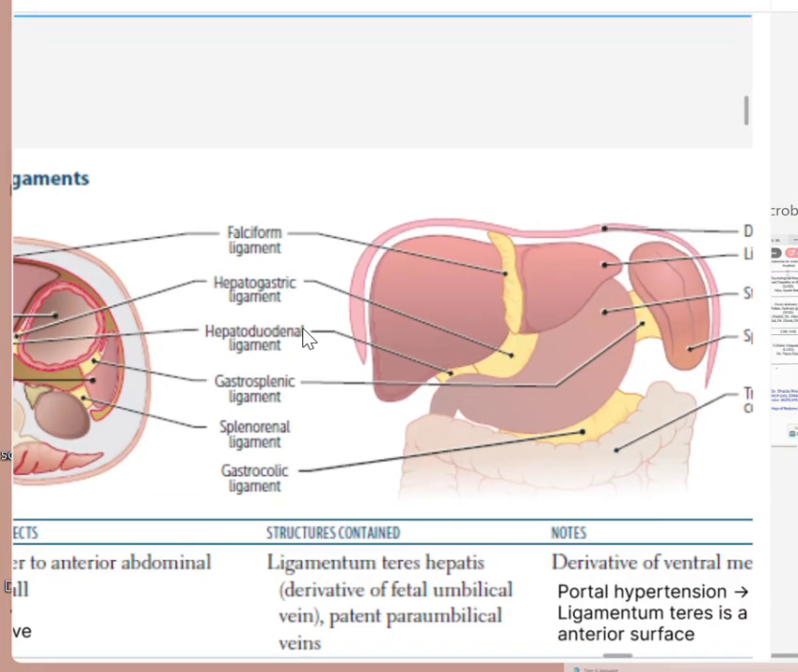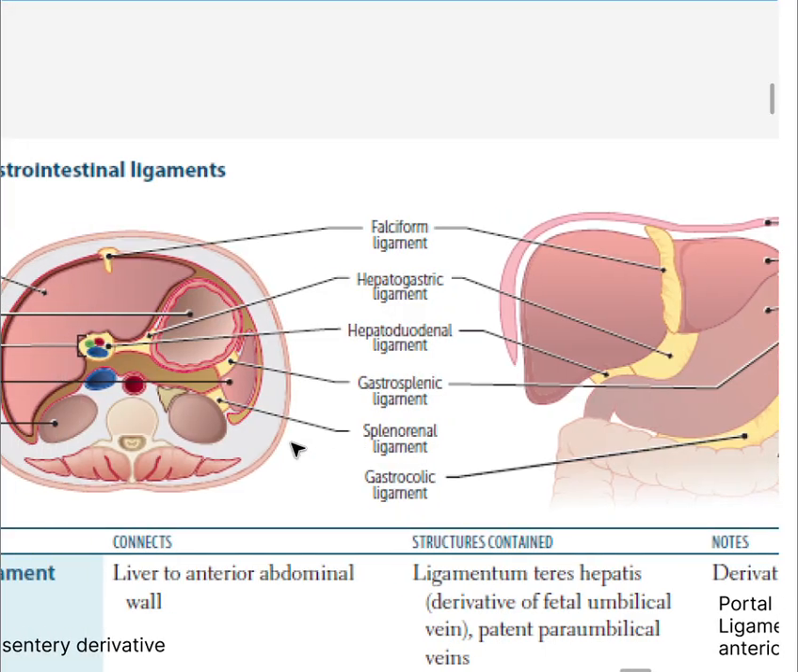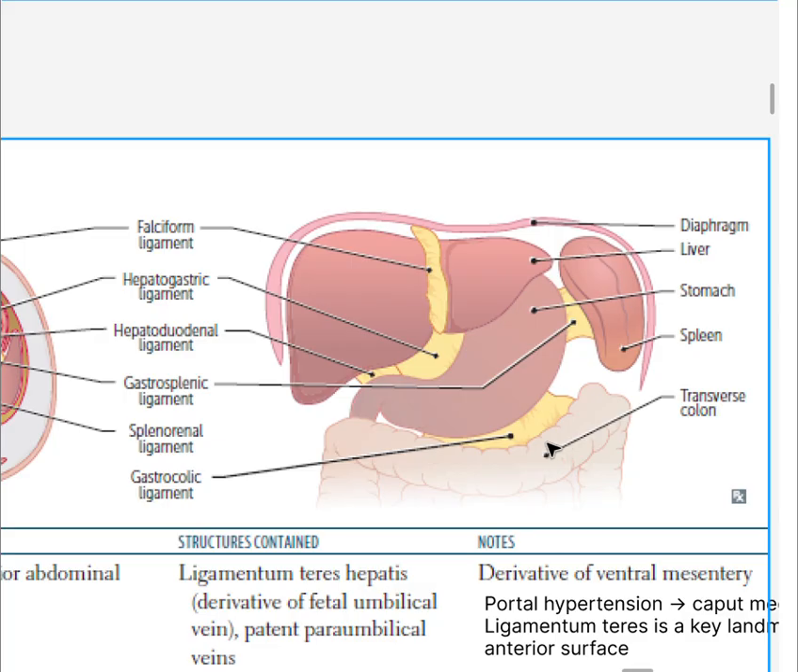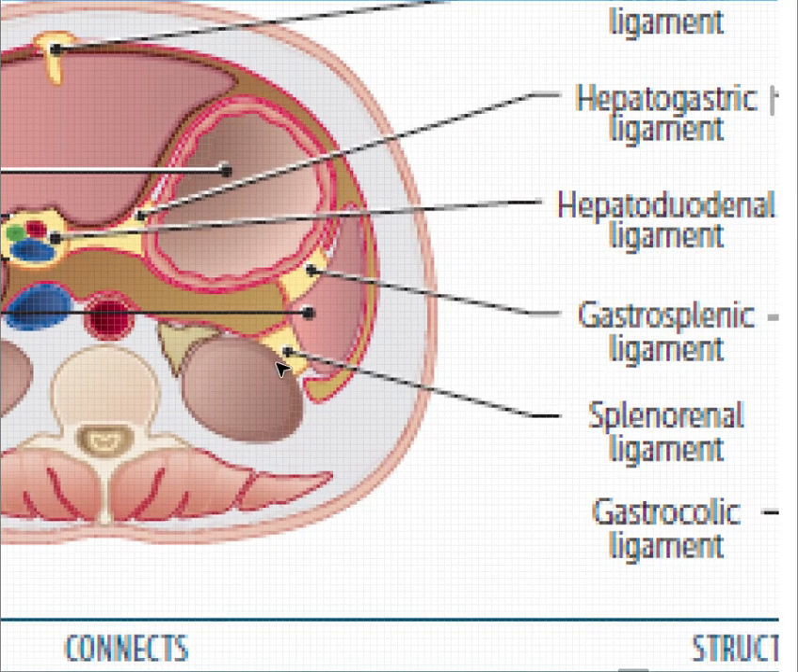Then we have the splenorenal ligament, right? So the splenorenal here between the kidney and the spleen. Here you can see, can we see the splenorenal here? No, we can only appreciate it here. This is the kidney and this is the spleen. So in between you have the splenorenal ligament.